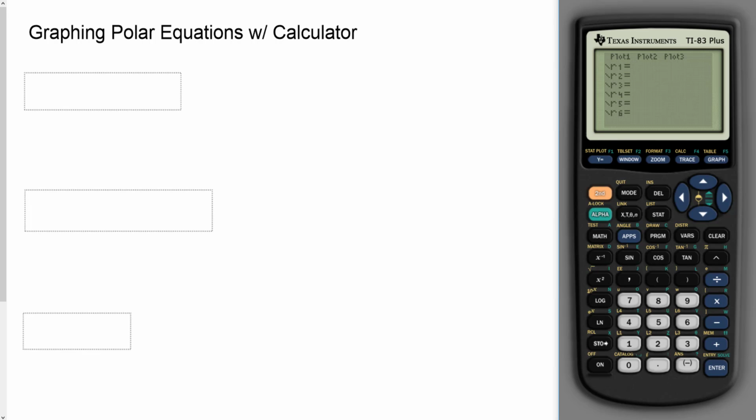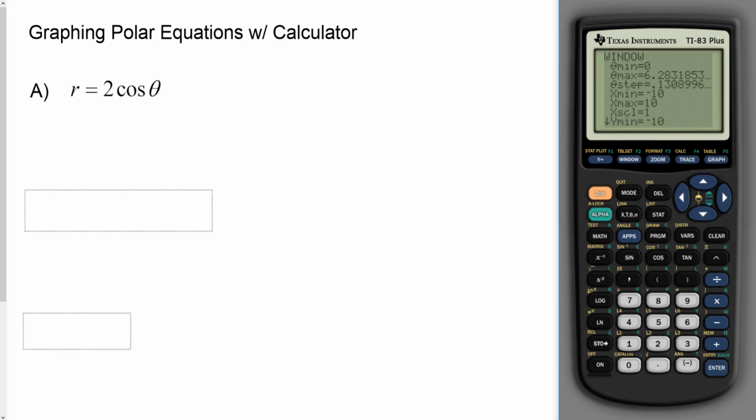So for instance, let's say we want to graph r equals 2 cosine theta. So I would put in the calculator 2 cosine theta. One thing you want to be careful of is to always check your window. Generally, you want your window going from 0 to 2 pi. And if you're not sure what 2 pi is, you can actually just type in 2 pi, and then it'll compute it and put that down.